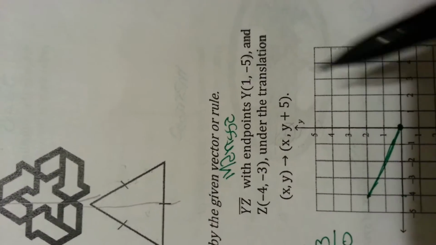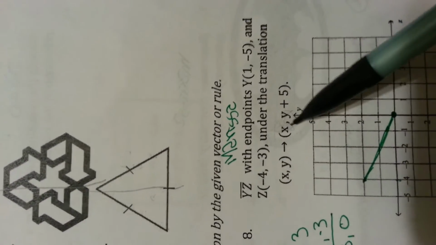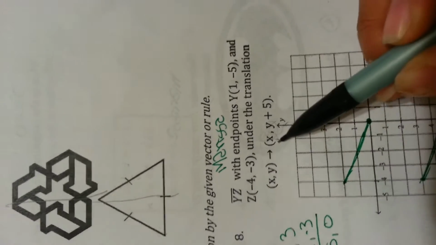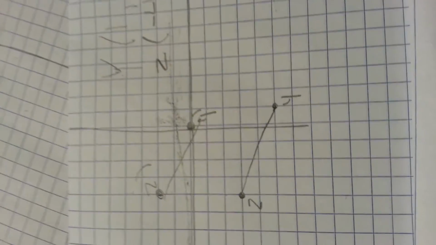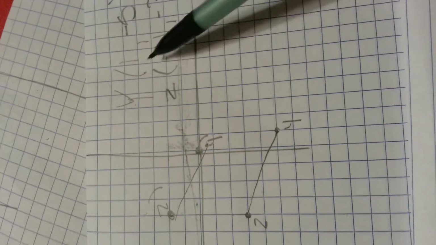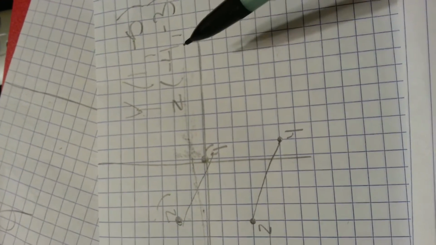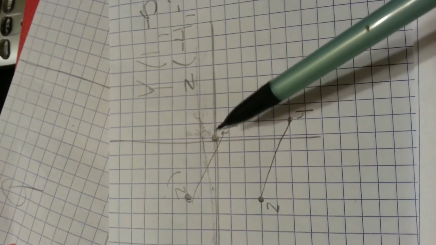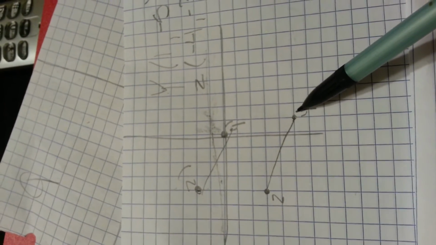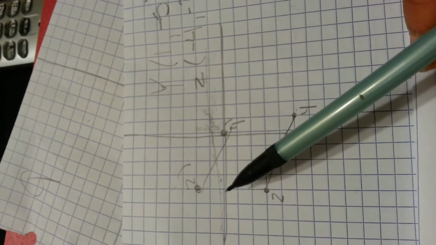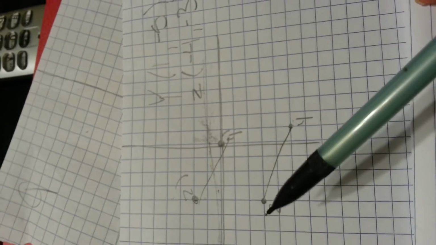So that's how you do problem 7. Okay, so problem 8 is just like problem 7, except you don't have an x to subtract from. So this would be x is 0 and y is 5. So you would take that and you would plot the coordinates of the problem. So it's 1, -5, and 4, -3. So I plotted that. So it's 1, -5, and -4, -3. And I drew the line.